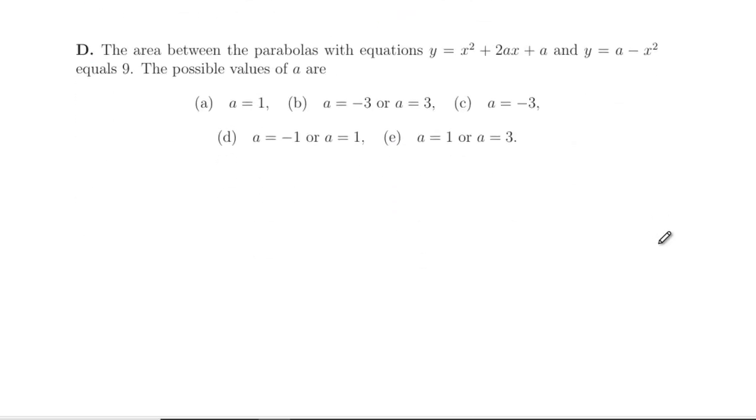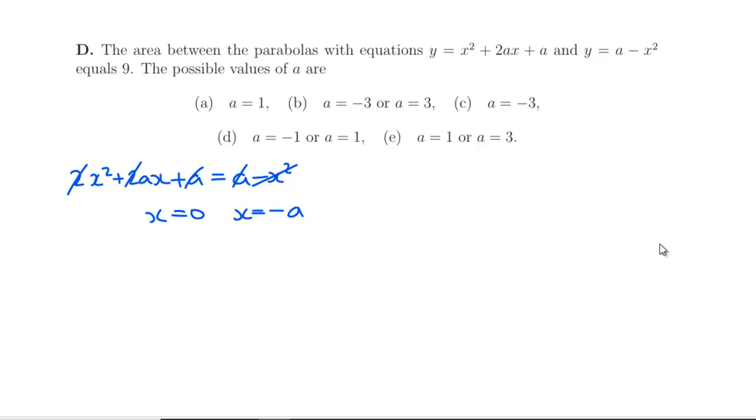Question D: the area between the parabolas with those equations equals 9. Possible values of a are... Okay, so we want to get the difference in the integrals, but we need to know what range to integrate over. So we need to find out where they intersect. We'll have x squared plus 2ax plus a is equal to a minus x squared. Cancel those, and we can cancel some 2s as well, because we'll have 2x squared. So we've got that x is 0 or that x is minus a.